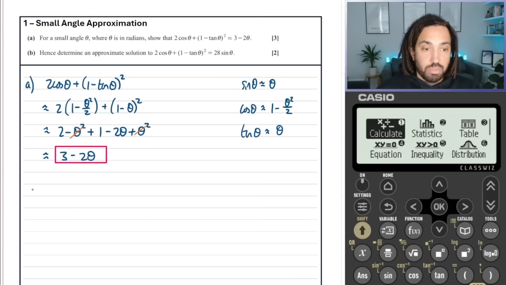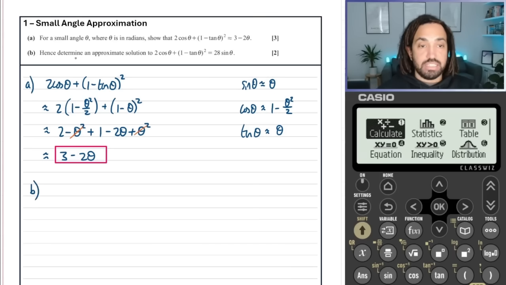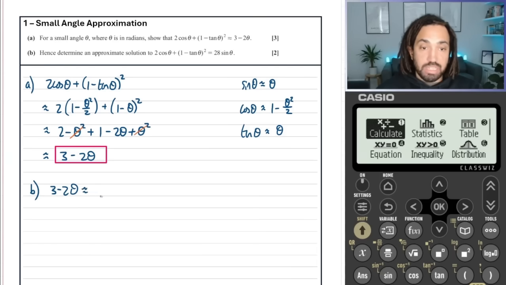Okay, and then on to part B. And it says, hence determine the approximate solution to this, which is exactly the same thing that we said was approximately 3 minus 2 theta is equal to 28. So we can say that 3 minus 2 theta will now approximately equal 28.